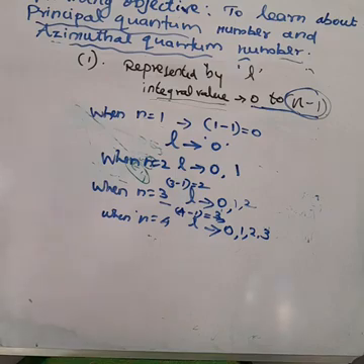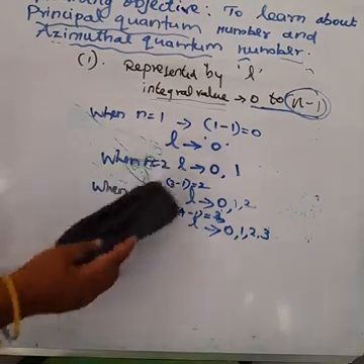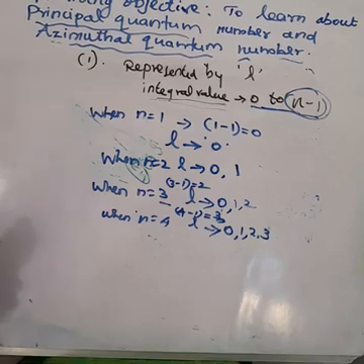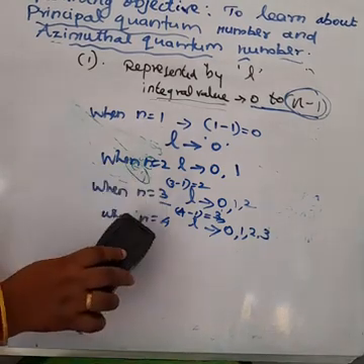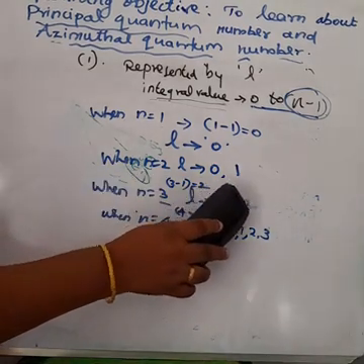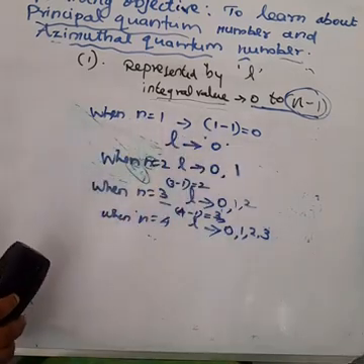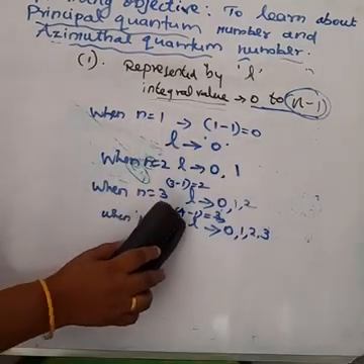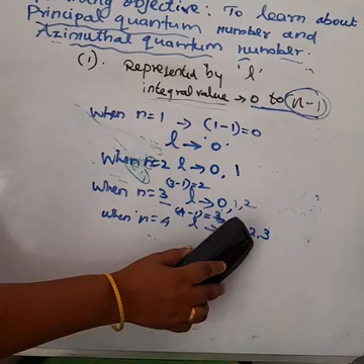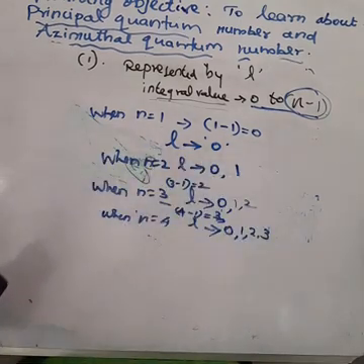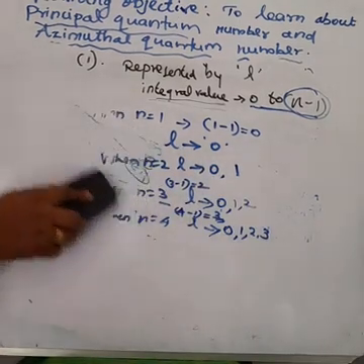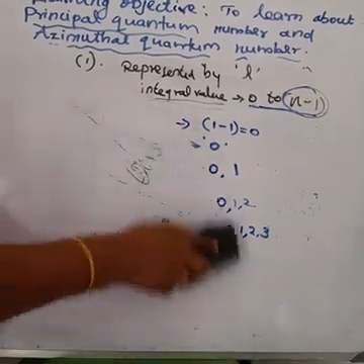So n is equal to 1 means what is the integral value? L is equal to 0. N is equal to 2, integral values of L are 0 and 1. N is equal to 3, the integral values of L are 0, 1, 2. And n is equal to 4, the integral values of L are 0, 1, 2, 3. Okay, understood? These are the first point.